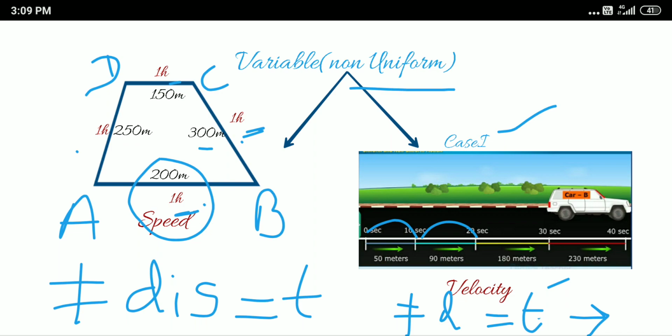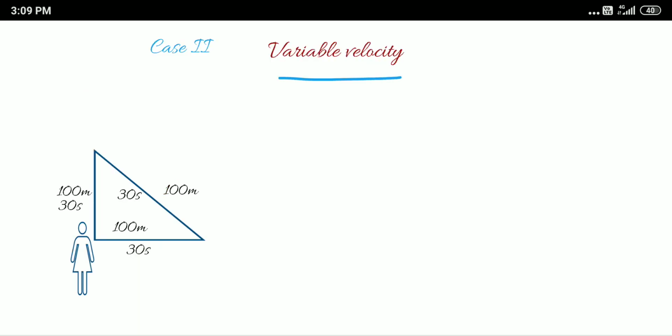Okay, with variable speed, an object has to travel unequal distance in equal time intervals, but we do not consider the direction. But in the case of non-uniform velocity, the first case shows unequal distance traveled within the same time interval, and the direction may or may not change. But what if we take the second case of variable velocity?